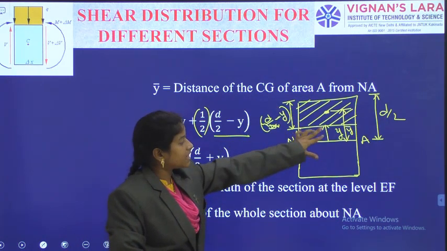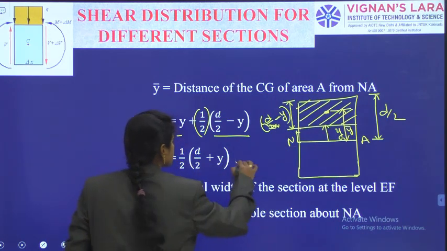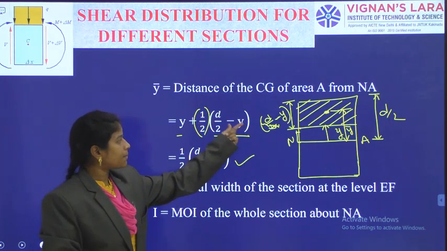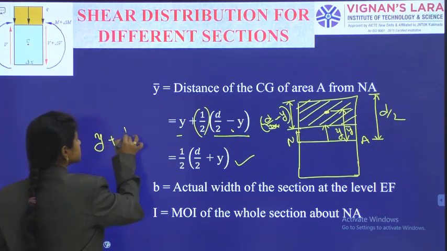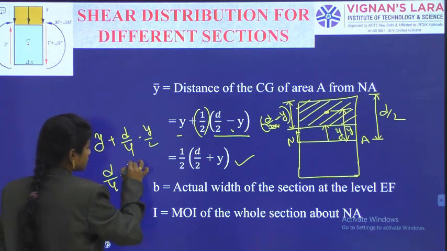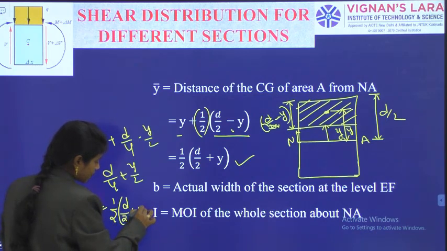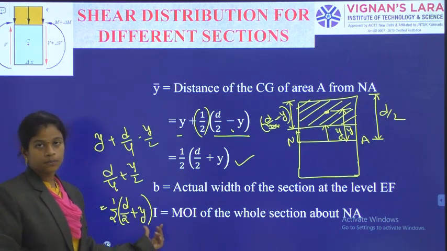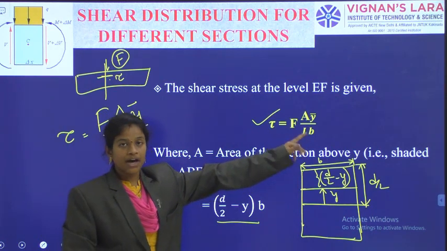That plus y is the distance of the center of gravity of the shaded area from the neutral axis level. So, half of (d by 2 minus y) plus y. In this way, d by 4 minus y by 2 plus y. After making it common, we get d by 4 plus y by 2, which is 1 by 2 into (d by 2 plus y). So with the rearrangement, I have got the final term as half of (d by 2 plus y). And the next term in the equation is F A y bar over I.